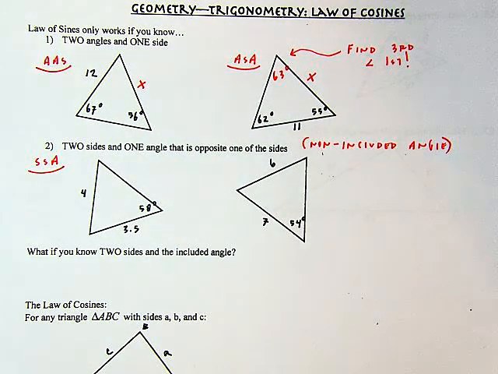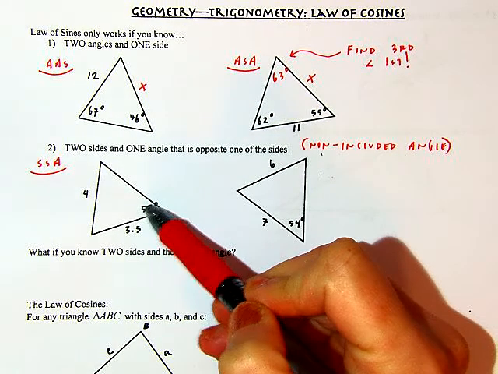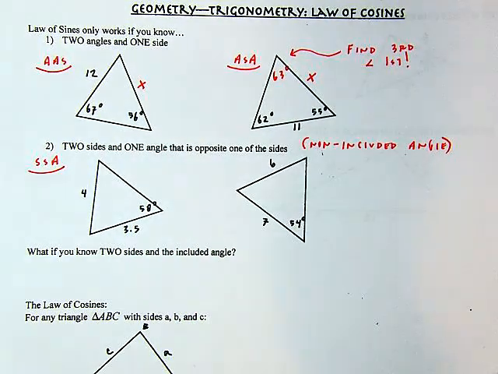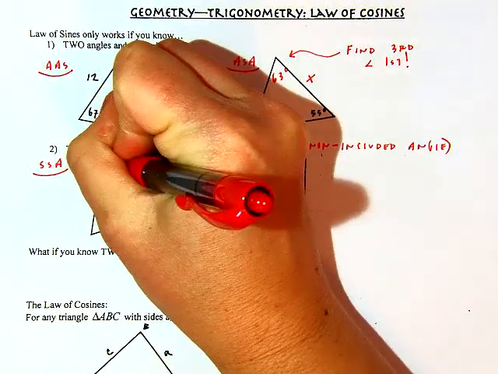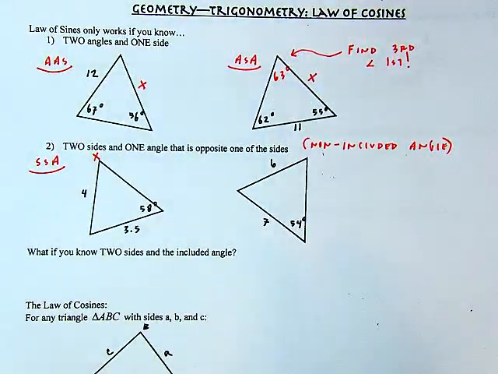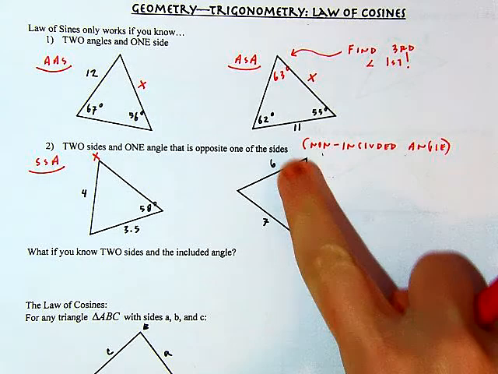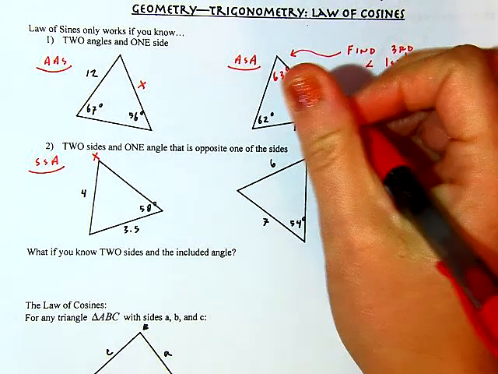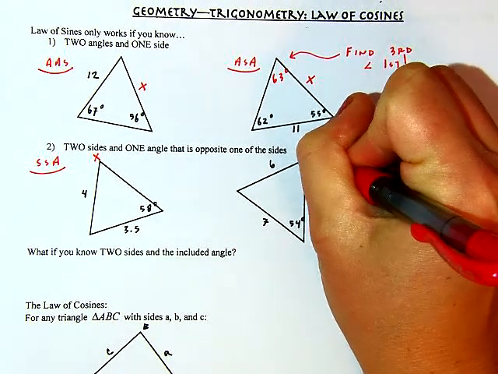So here I'm giving you two visuals. They're both side-side-angle. So the angle that I can solve for has to be opposite one of the marked sides. So here I have an angle, side opposite. Here's the angle opposite. I can solve for this one. I'll call it X. Okay, in this one I have an angle. Here's the side opposite. Here is the side. Here would be the angle opposite. This is what I can solve for.